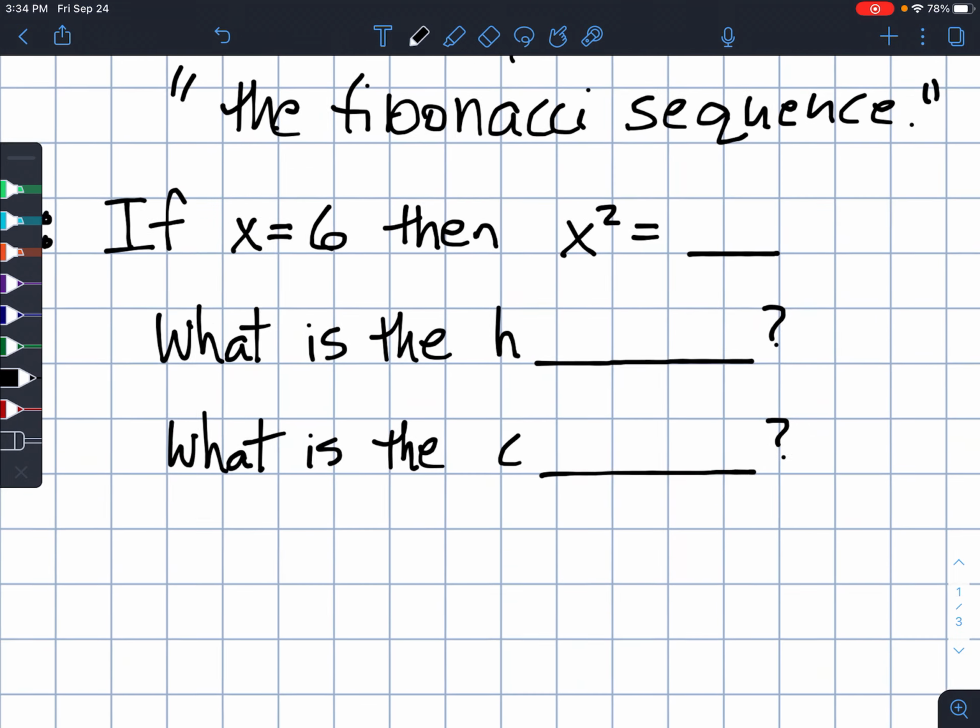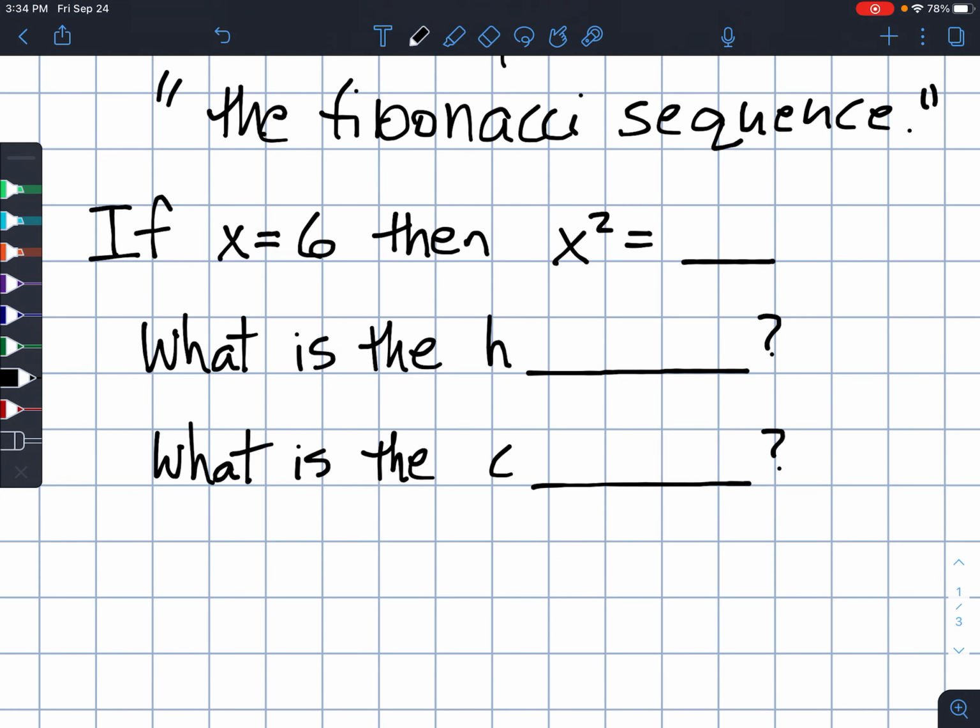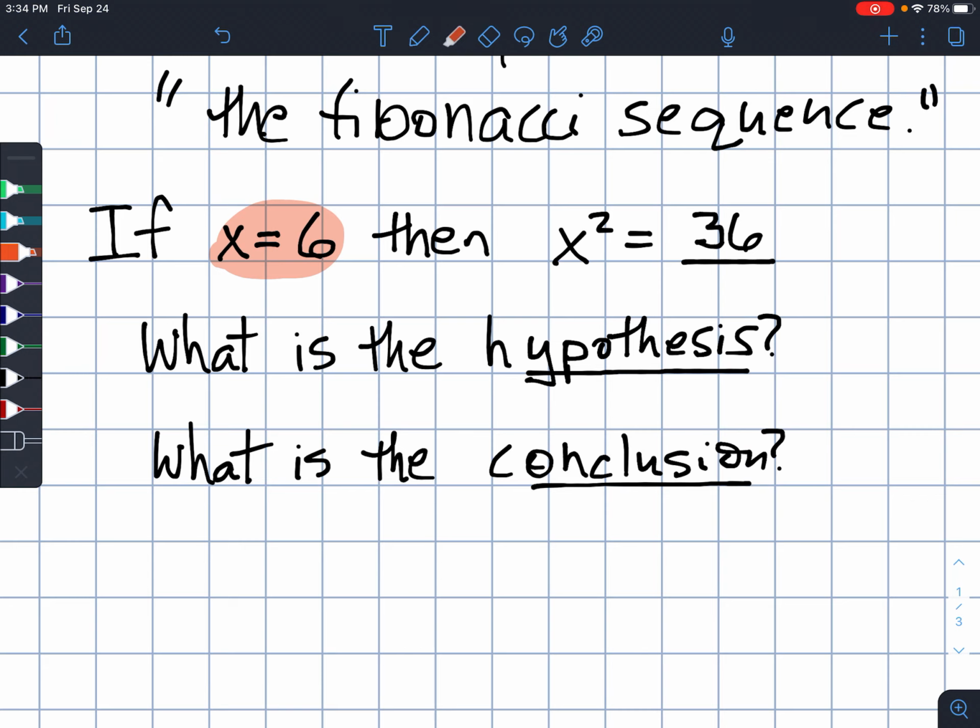So here's a case of deductive reasoning. If I said if x equals 6, then you would say, oh, yeah, I know what x squared is. Not 12, but 36, right? A couple things here. How did you know that? Well, first of all, we knew the hypothesis. What is the hypothesis in this case? It's that. Yeah? What's the conclusion of this statement? The conclusion is then x squared is 36.